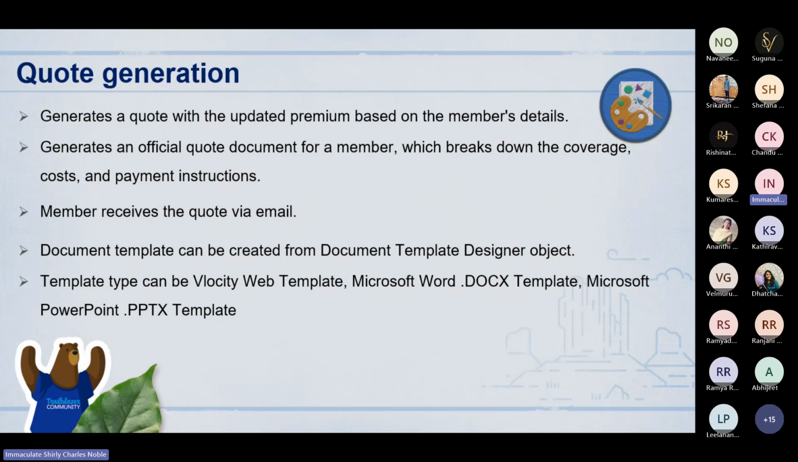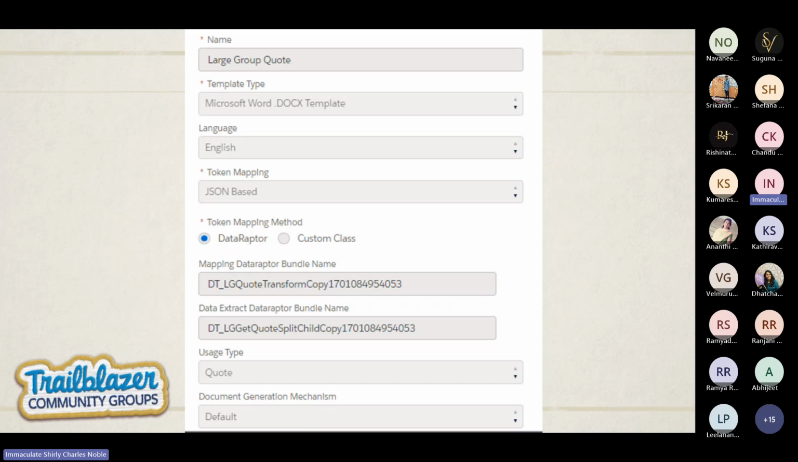We need to be very careful while giving the variable names. And the next one is code generation. Once we complete all the process, we need to send the code to the customer. So we can design a code document in the document template designer object. You can send the template type as Microsoft Word, PPT or Excel, anything you can say. The code will be received by the customer through their emails. So this is how the document template designer for code generation looks like.